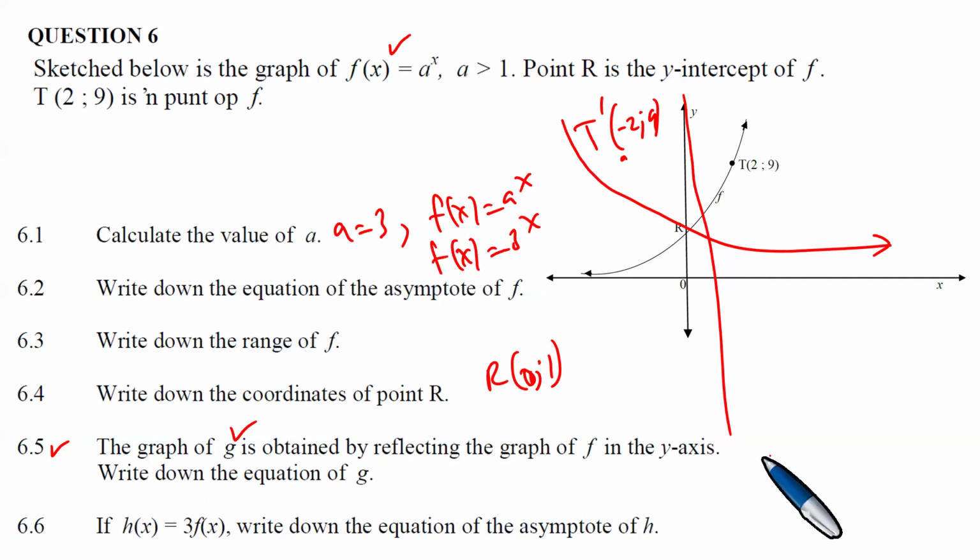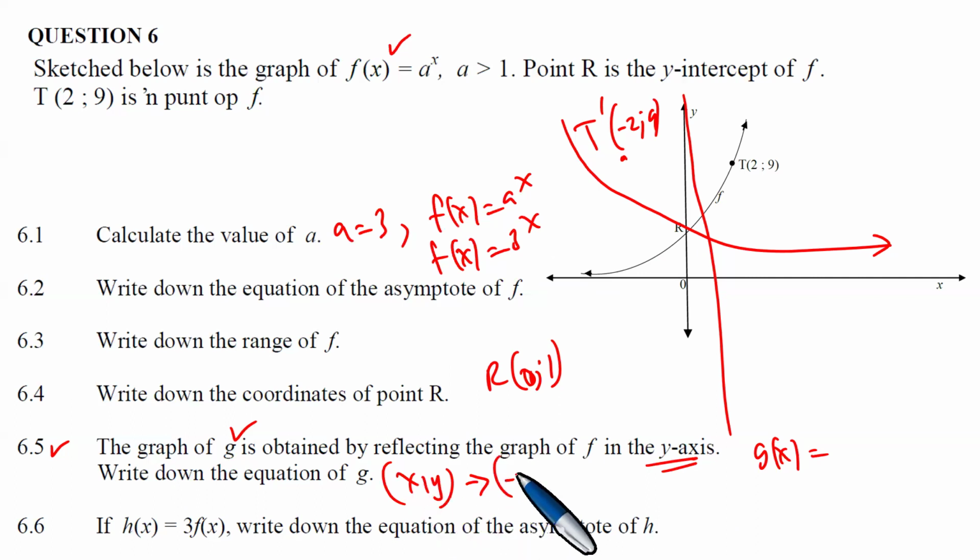So the transformation of reflecting in the y-axis takes an ordered pair x, y to x becoming negative and y remaining the same. So at this point, our g is 3 to the minus x. That becomes the equation of g. f is 3 to the power x, and the reflection in the y-axis makes x negative, so g is 3 to the power minus x.